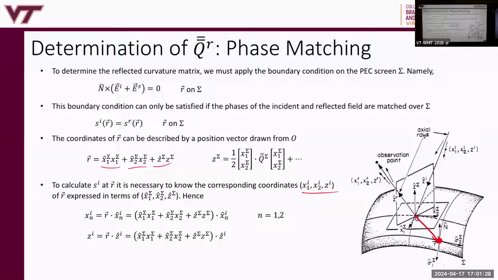We want the phase of the incident field at that point, right? So we know how to describe the phase in terms of the basis vectors for the incident pencil. But we want to know what those components of the incident pencil are. How far do we go along x1 incident, x2 incident, and z incident in order to get to this point, which is described in this coordinate system by this vector, right? So those components are here and here.